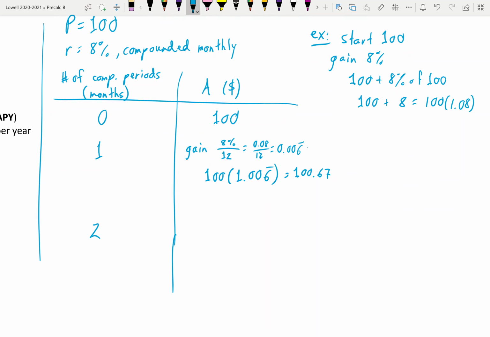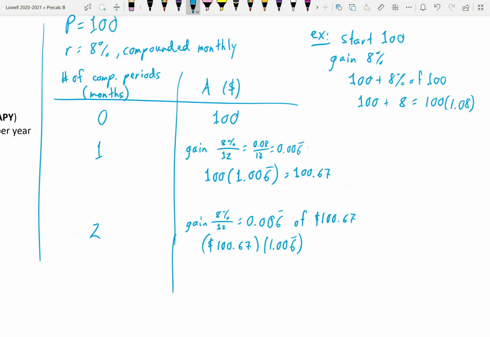If I go to 2 months now, another month goes by, so now we gain again the same percentage, so that's going to be 8/12%, which is again 0.006. But remember, because of compound interest, we're getting that of whatever we had previously, so of $100.67. How would I represent that? Well, I'm going to be writing it like this. I would start off with $100.67 times 1.006 repeating.